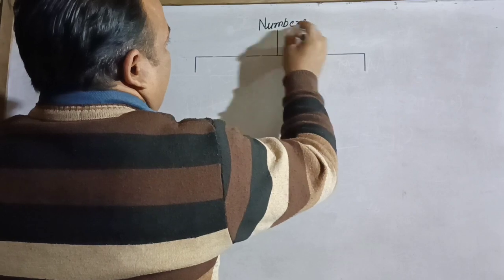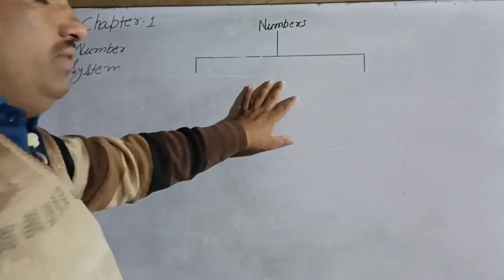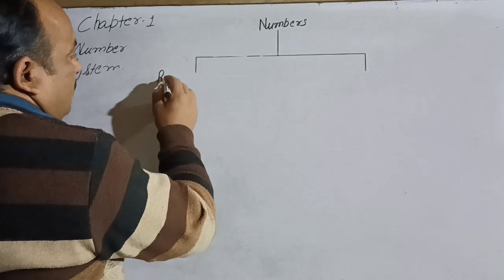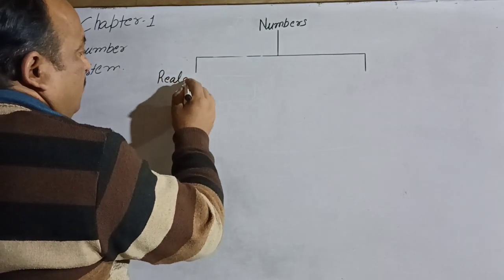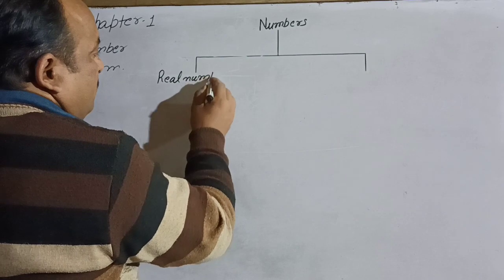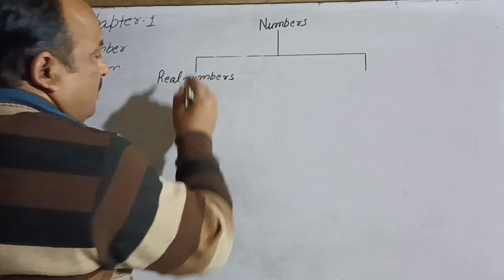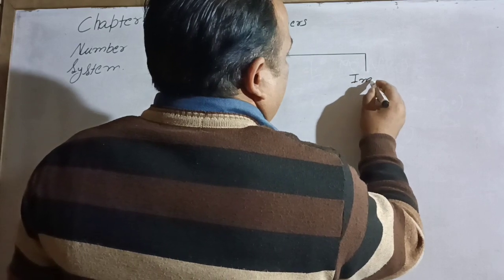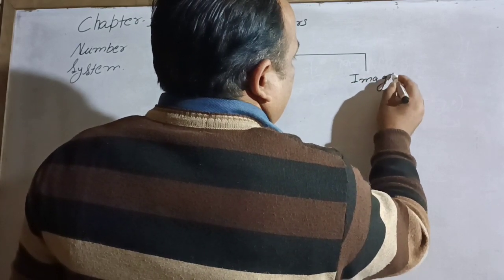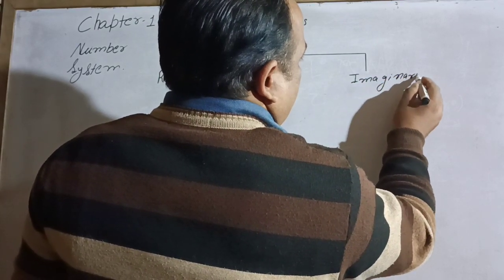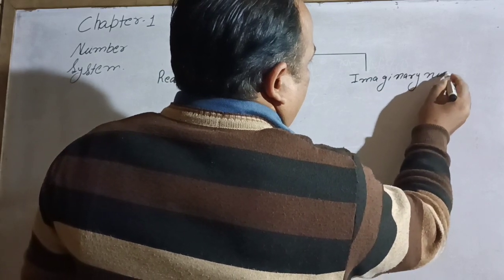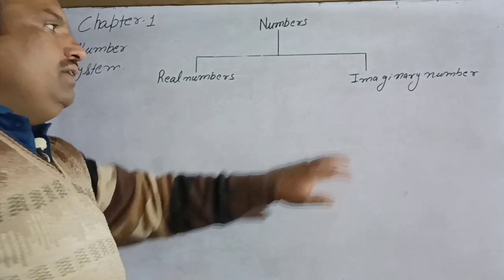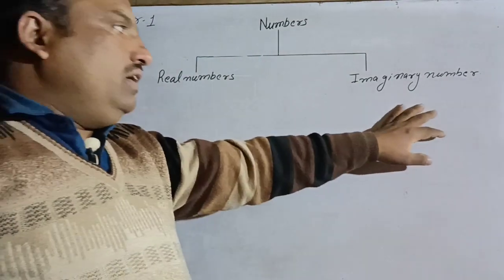Numbers. There are two types of number. First type is called real numbers. And the second type is called imaginary numbers. First we explain imaginary numbers because they have no parts.